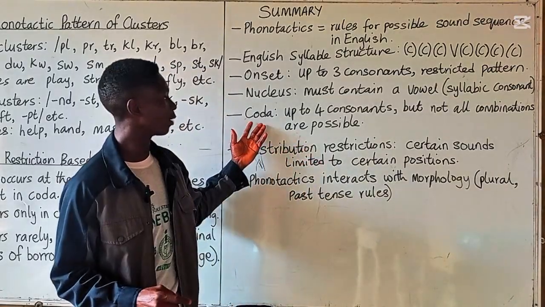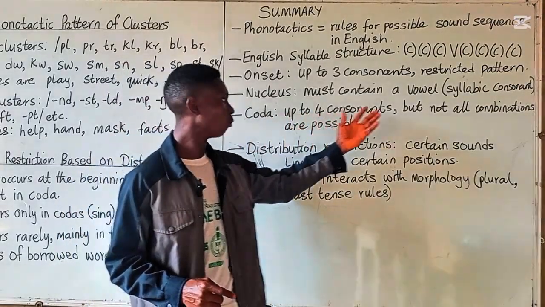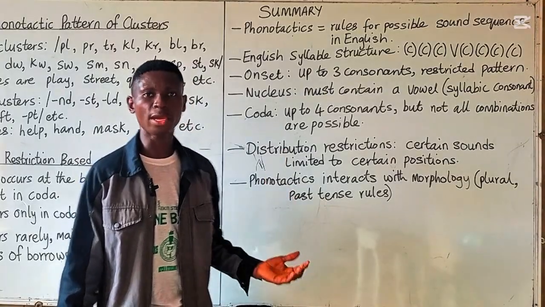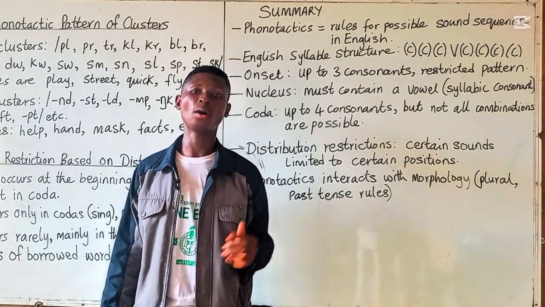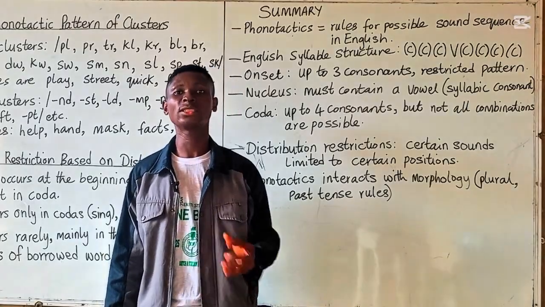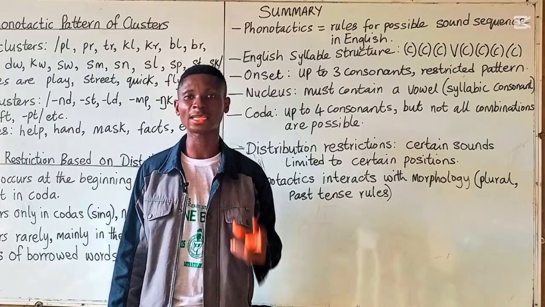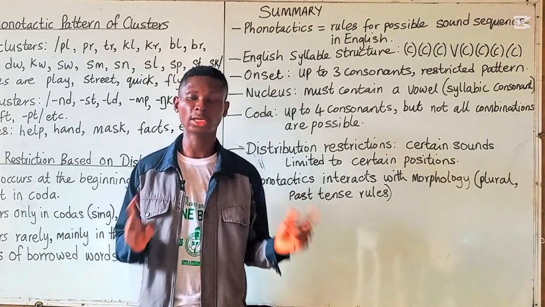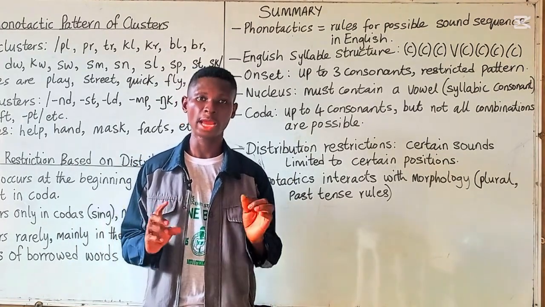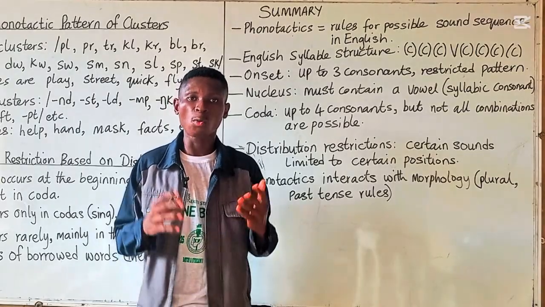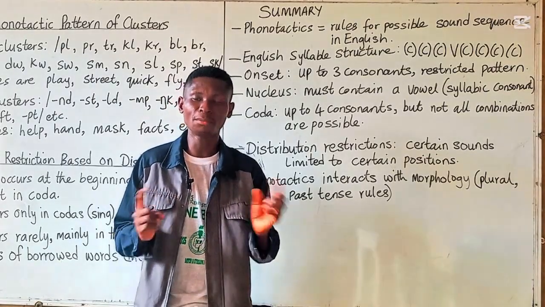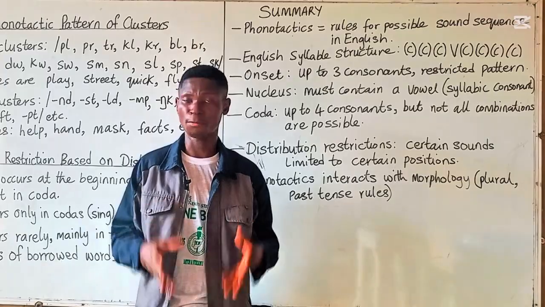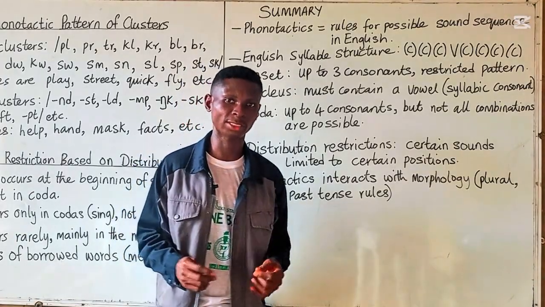Moreover, we have the coda up to 4 consonants, but not all combinations are possible. Though we have the coda to be made up of 4 consonant sounds, it is not all the consonant sounds of English language that can cluster to form these 4 consonant sounds at the end of a syllable. Hence, the need to know the combination of sounds, which we've done in this lesson, that are possible as long as English language is concerned.